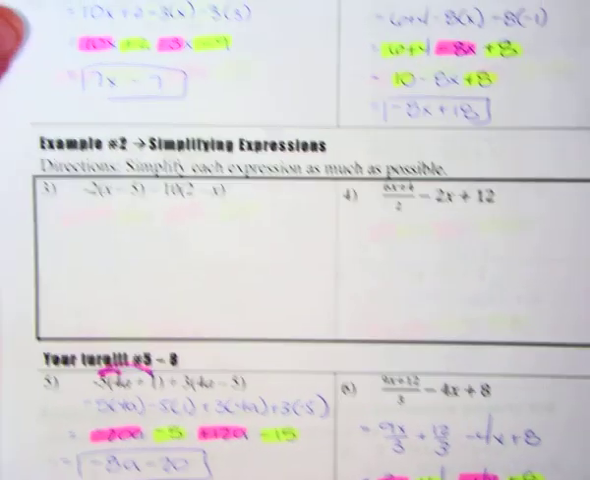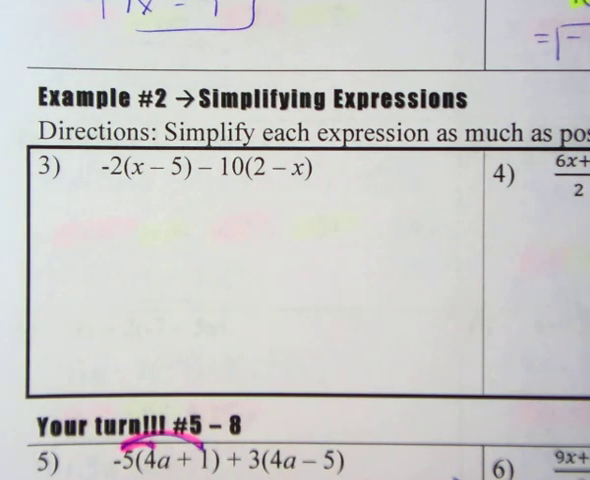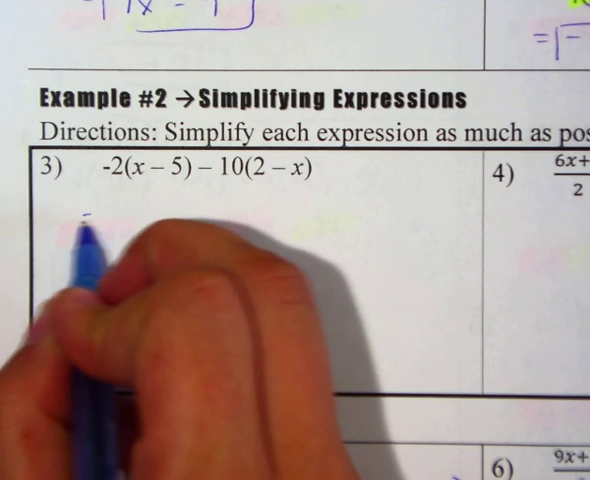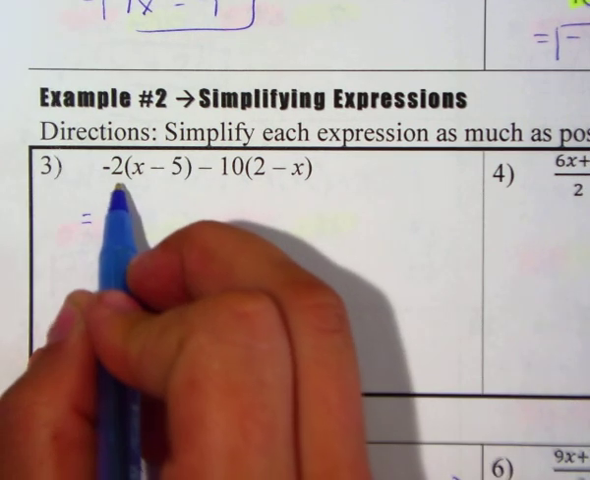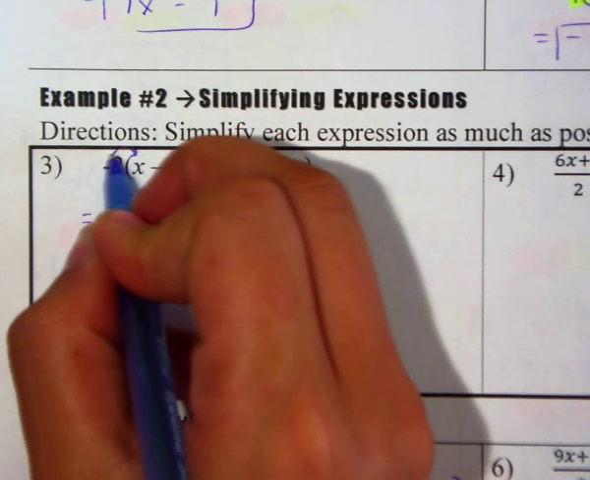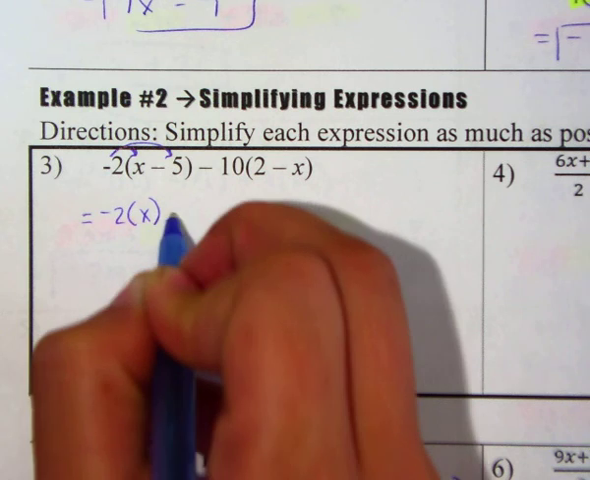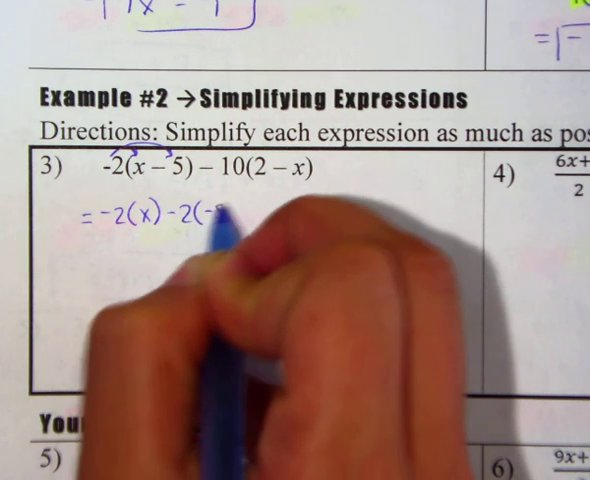Okay, moving on to some harder questions. I'm going to zoom in for this really quick. So in example number 2, I need to simplify each expression as much as possible. So much like the last example, the first thing I'm going to do is distribute the negative 2. Let me go ahead and write that first. So it'll be negative 2 times x, and then negative 2 times negative 5.